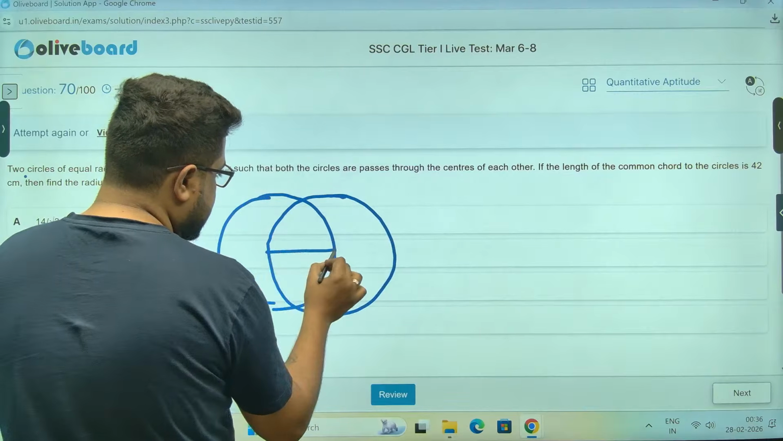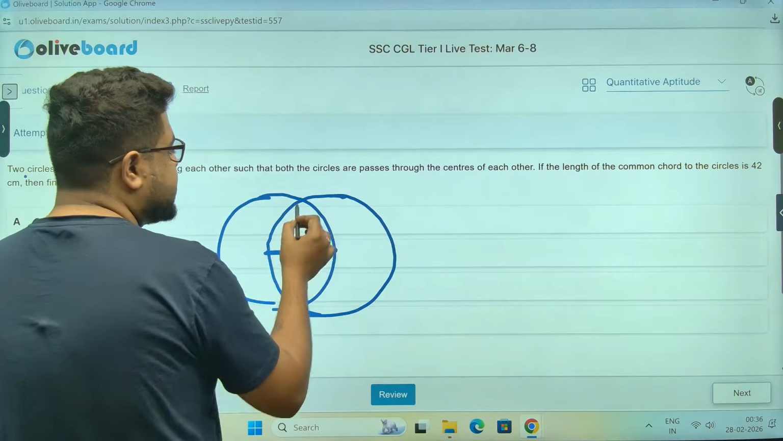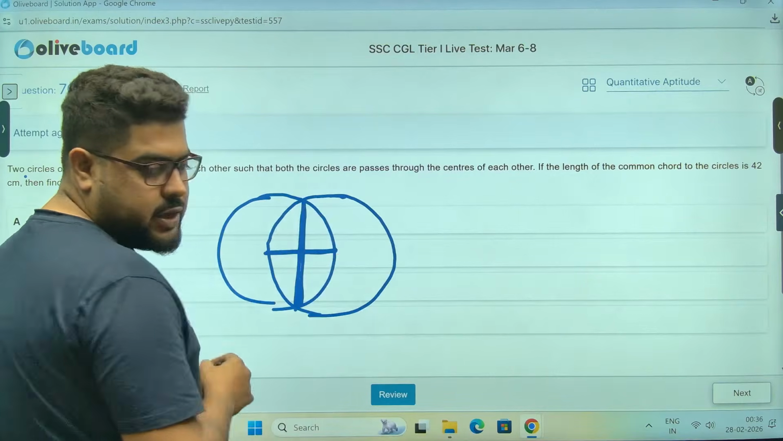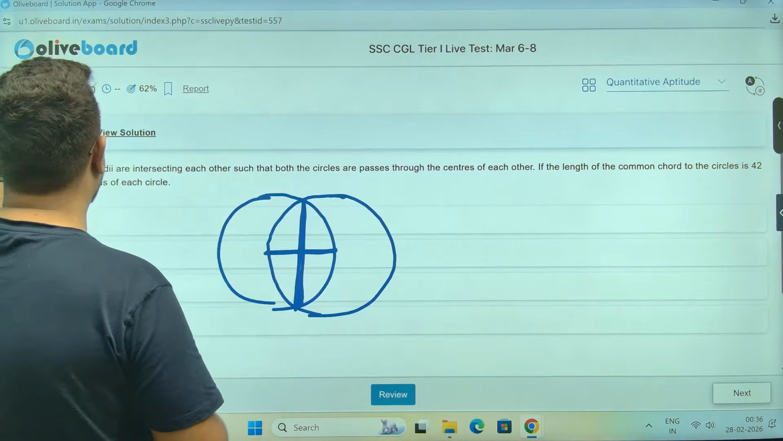Sir, they are passing through each other's center. Sir, common chord is this. This is called the common chord, sir. Okay? This is called your common chord.